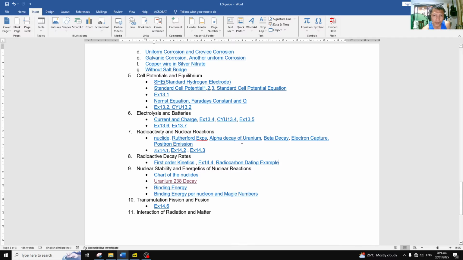The alpha decay. The alpha decay is talking about helium atoms. And then you have beta decay. Beta decay is talking about electrons. Then you have electron capture. So these three, alpha decay, beta decay, and positron emission, are somewhat on the product side. You can see that they are on the product side, while electron capture is on the reactant side.